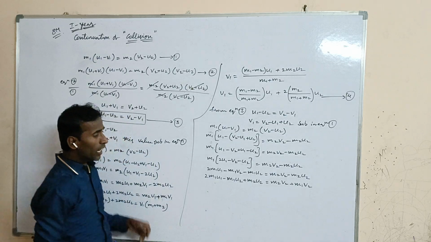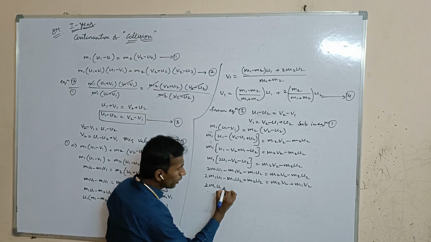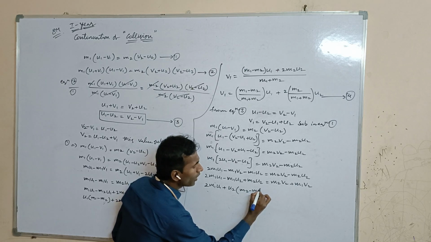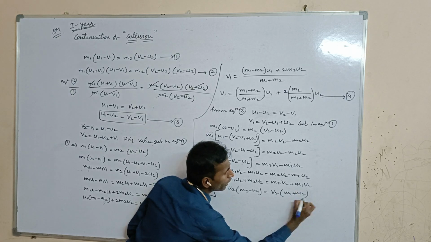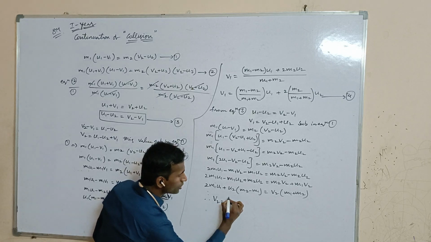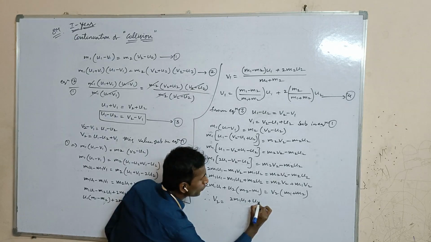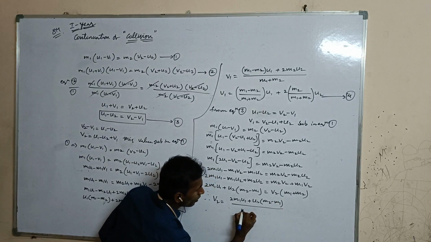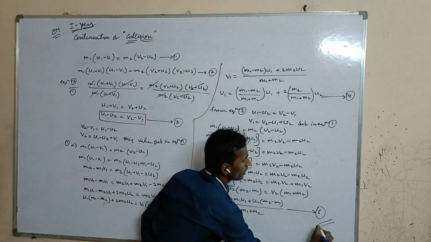Same here, we take out the common terms. 2 m1 u1 plus, taking common u2, (m2 minus m1), is equal to, taking common v2, (m1 plus m2). We require only the v2 value. Therefore v2 is equal to (2 m1 u1 plus u2 (m2 minus m1)) by (m1 plus m2). This is the required fifth equation.